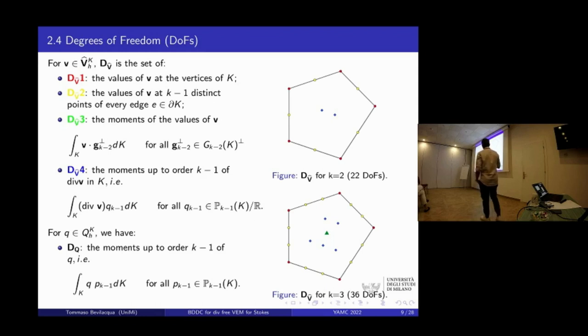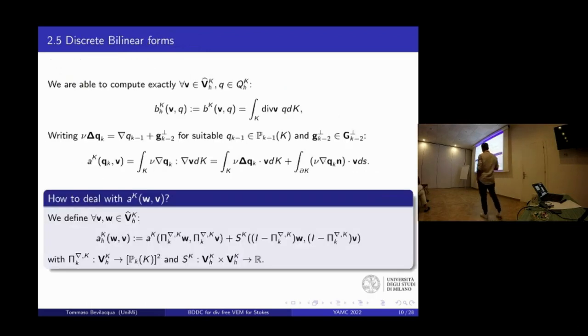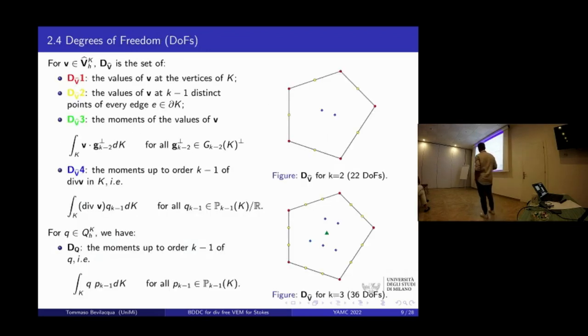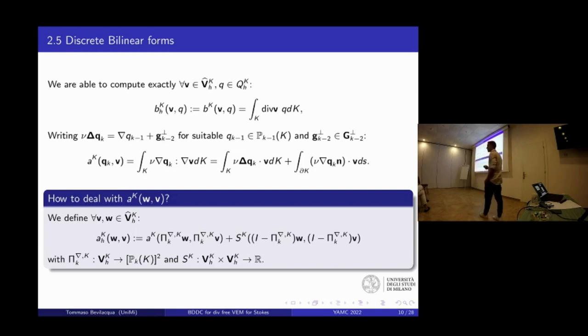Here we just have two examples of an element. Here we have degree 2 for a pentagon, and here degree 3, also for a pentagon. We highlighted all the degrees of freedom. So, with this choice of the degrees of freedom, we are able to discretize the bilinear forms.